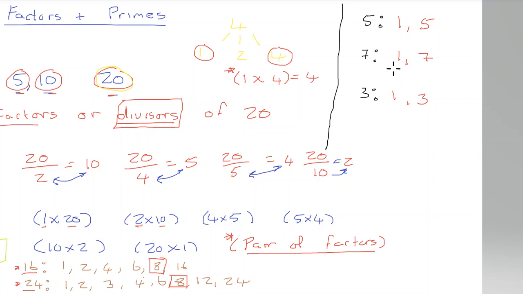So these particular numbers here, 5, 7, and 3, are what are known as prime numbers. What that means is that prime numbers only have 2 factors. They only have 2 factors: one and the number.